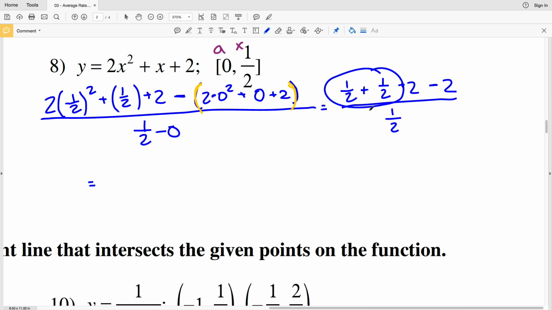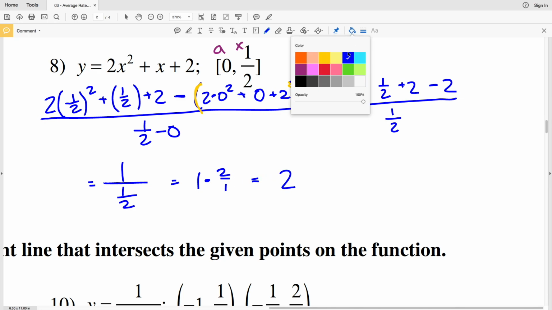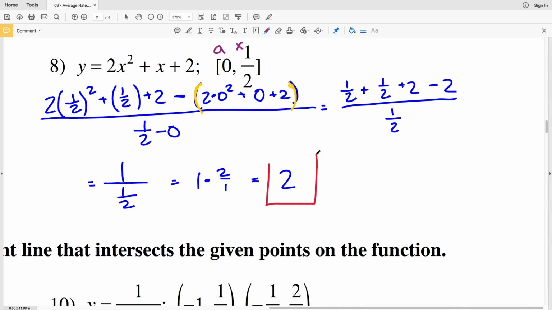1/2 plus 1/2 is 2/2, which is 1. And then 2 minus 2 is 0. So I'll have 1 over 1/2, which dividing 1 by 1/2 is equal to 1 times 2 over 1, which equals 2. So my slope of my secant line in number 8 is a positive 2.